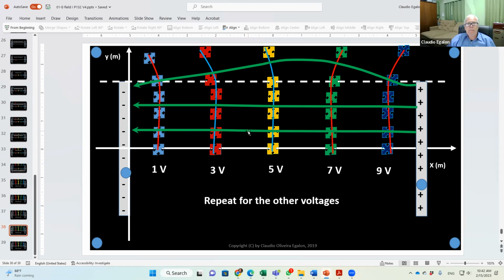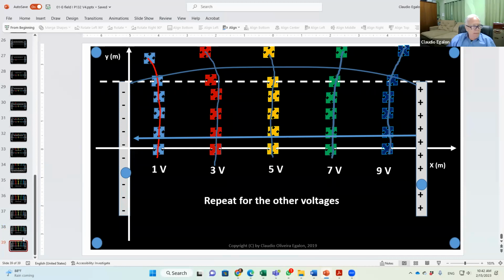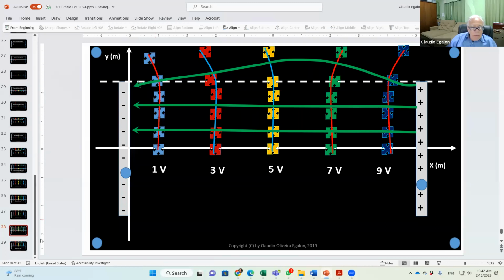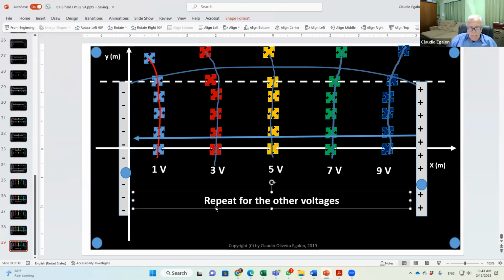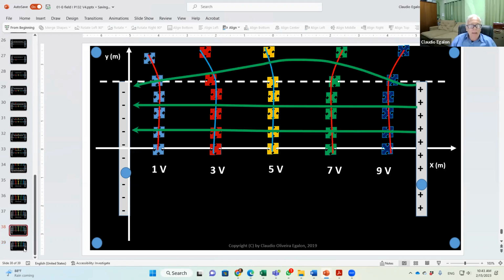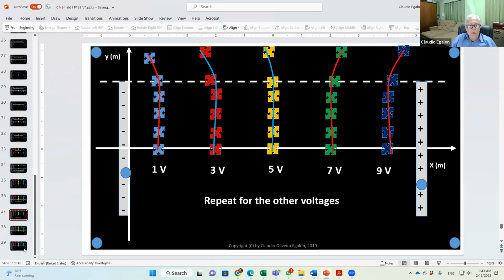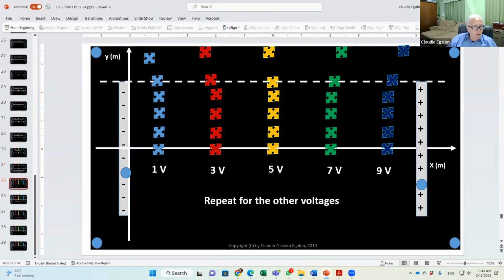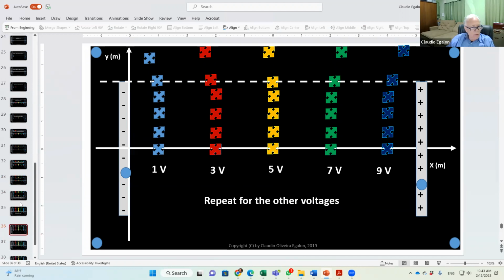Oh, we don't want that here. Let me erase it. Repeat for the other voltage, where I did that, right? So what we're doing here is drawing the equipotential lines. Repeat for the other voltage. Let me erase, determine the coordinates of three additional points. Repeat for the other voltage. We don't even need this graph.